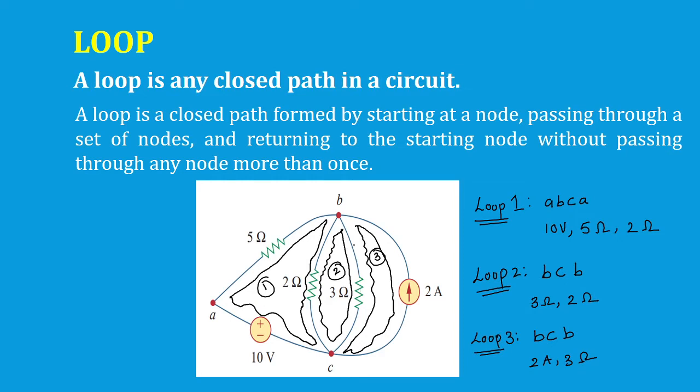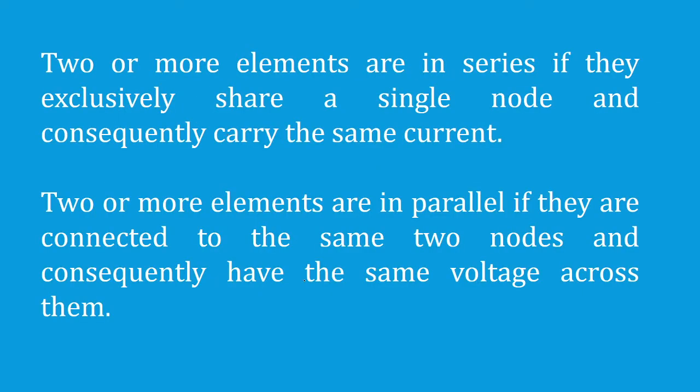So in total, how many loops do we have? 3 loops. We'll try to understand them more in the coming days. Don't worry. Now, 2 or more elements are in series if they exclusively share a single node. This is very important. And if they share a single node and the current flowing through them is the same, they carry the same current, then they are in series.